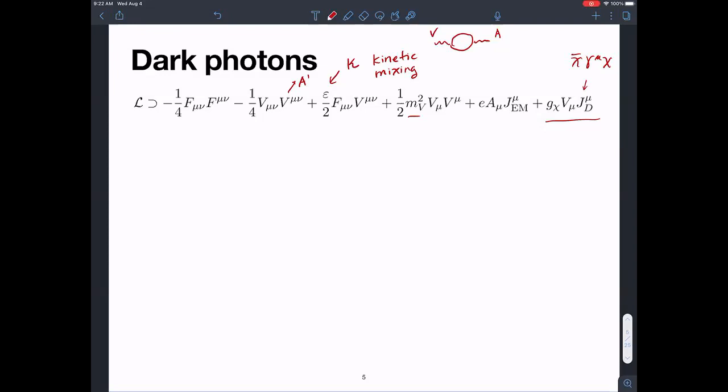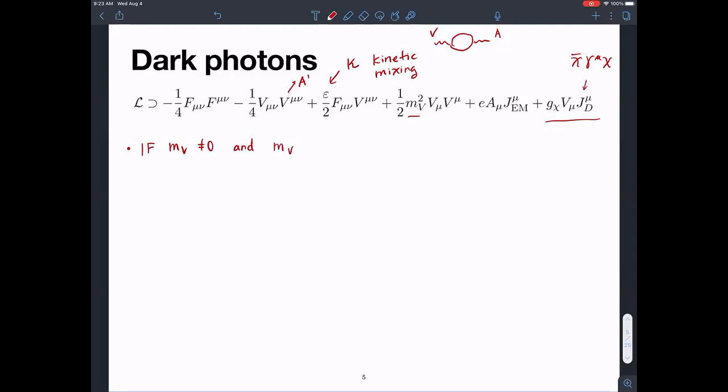And there are two important bases for this dark photon model. Of course, you can deal with the dark photon model in any basis you want, but it's useful to do a change of bases in two particular limits. So the first is where the dark photon mass is relatively heavy.